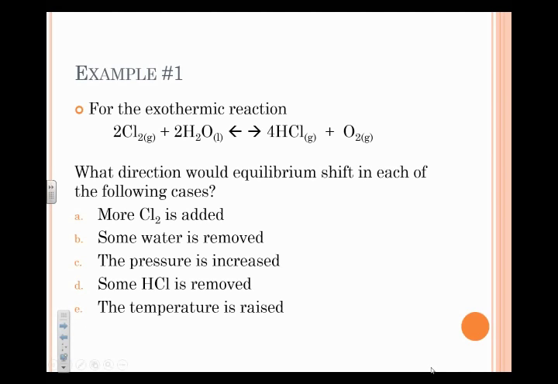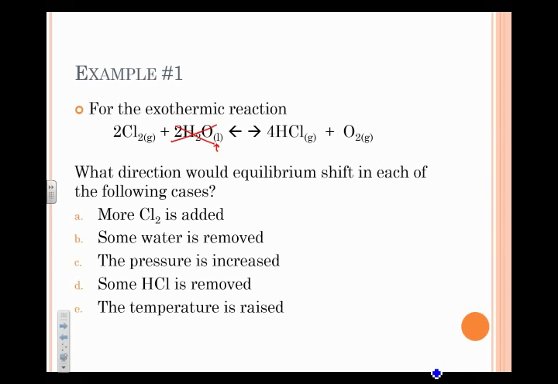Let's take a look at an example. We have an exothermic reaction here. Some chlorine reacting with some water to give us hydrochloric acid and oxygen. And I'm noticing that water is a pure liquid. And I know that if I was to write the equilibrium constant expression for this reaction, I would leave water out. So that tells me that anything that happens with water when this is at equilibrium won't have an impact on the position of equilibrium. The other substances are gases, so I know they could have an impact.